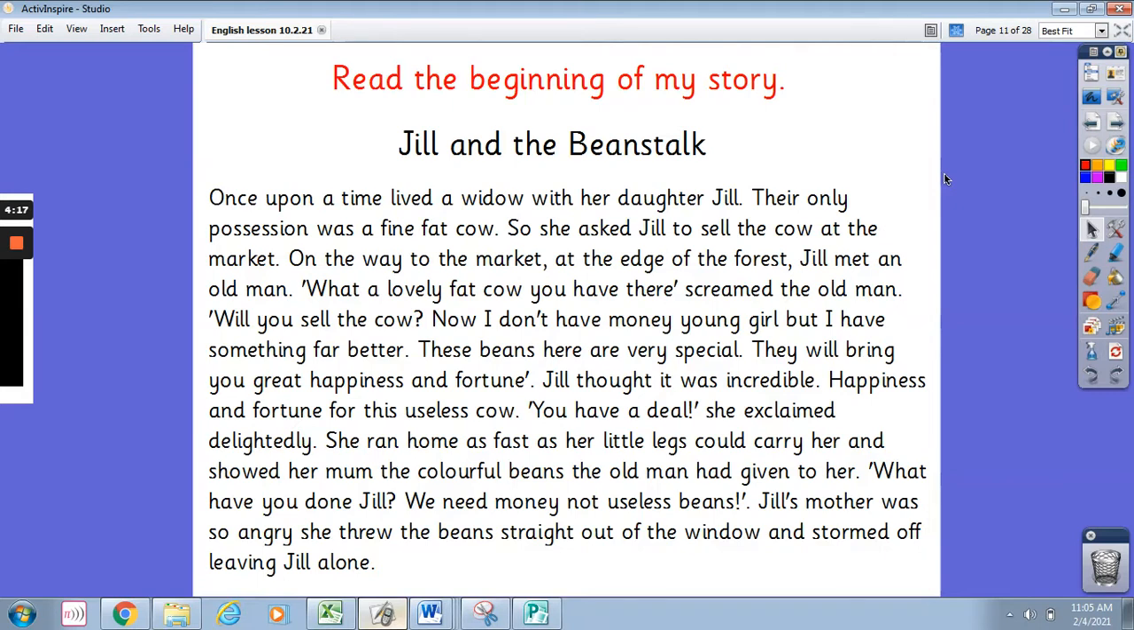She ran home as fast as her little legs could carry her, and showed her mum the colourful beans the old man had given to her. What have you done, Jill? We need money, not useless beans. Jill's mother was so angry, she threw the beans straight out of the window and stormed off, leaving Jill alone.